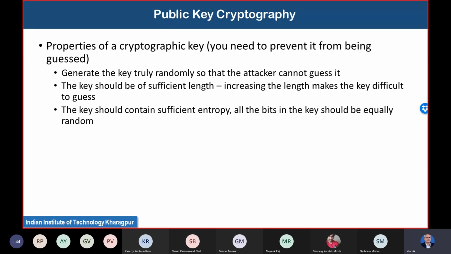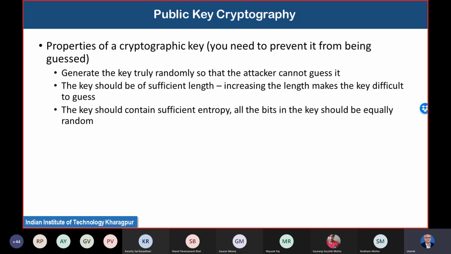Now, properties of a cryptographic key. Generally, a cryptographic key is generated truly randomly, so the attacker cannot guess it. The key should be of sufficient length so that any brute force attempt to guess the key will be very difficult, and it should contain sufficient entropy. That means that all the bits in the key should be equally random, so that people cannot consider, oh, this particular combination of bits can occur more frequently, so let me first try out that.